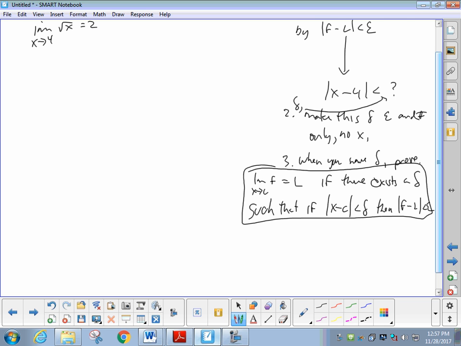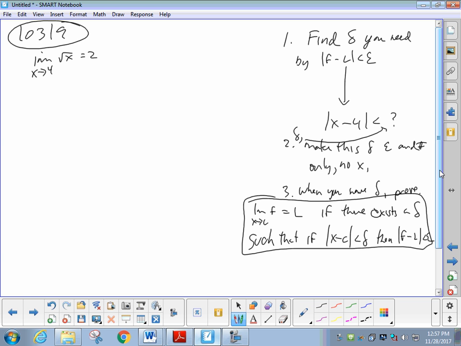Now, we start by finding our delta here. I'm going to work back from f minus L, or f minus, I guess 2 is the limit here, to x minus 4 is less than something. Are you with me? Okay. So if I start at f minus L, f is the function, it's square root of x. L is the limit, it's 2. That difference needs to be less than epsilon. All right. How do we get this to x minus 4? How do I go from there to there? How do I change this?